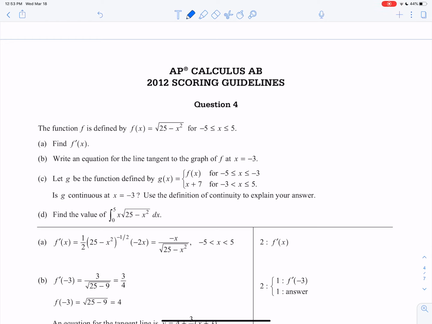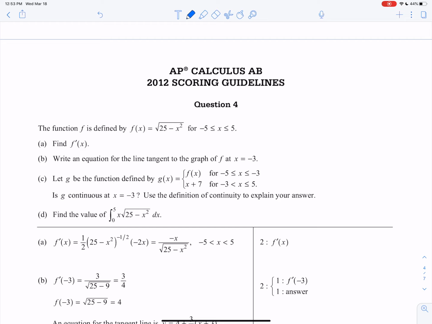Here's 2012 question 4, another miscellaneous question. It doesn't really belong to any of the FRQs, but when it's miscellaneous, it's really dry in the sense that there is no context. So in that sense, it does make it a little bit easier. They're really looking at your analytical skills, okay?